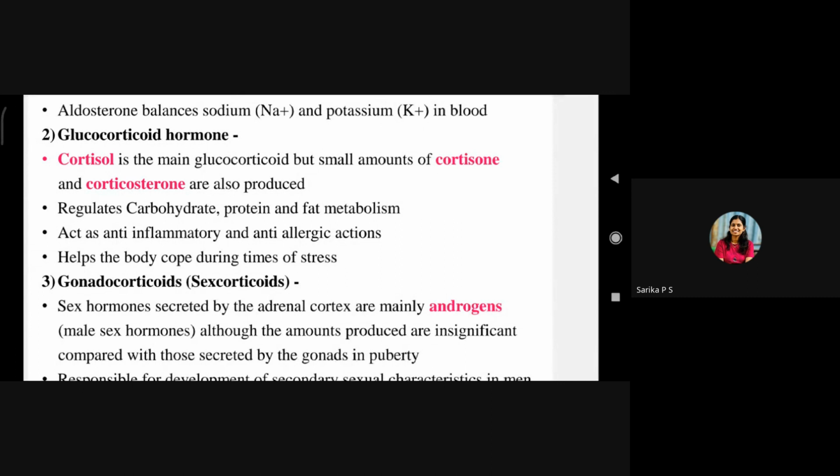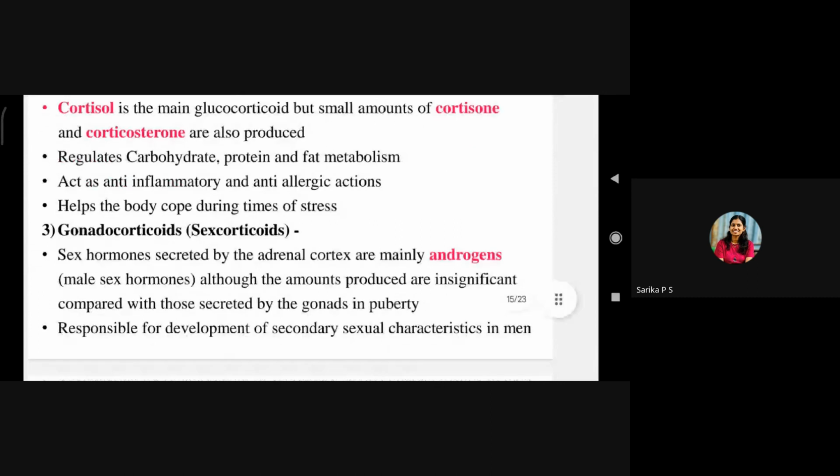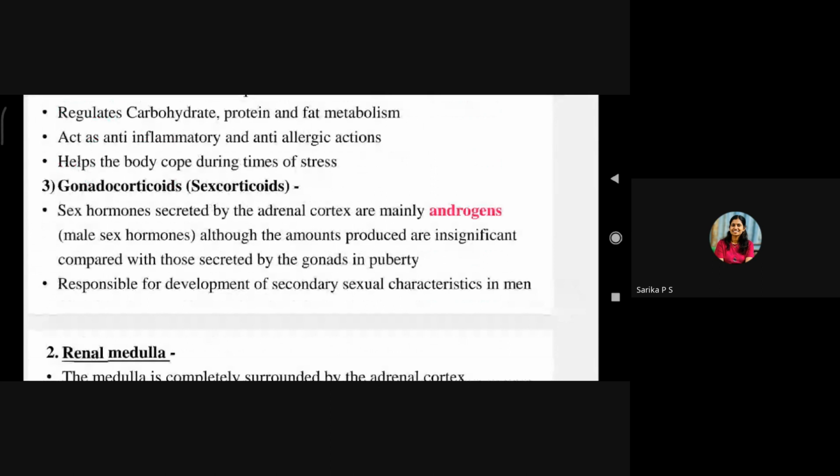And next is gonadocorticoids. From its name, you can understand that when gonad comes, it is related to our reproductive system. So gonadocorticoids are the sex hormones secreted by adrenal cortex, mainly androgens, male sex hormones, although the amount produced is small compared with those secreted by gonads in puberty. Basically, androgen is a male sex hormone and this is the main gonadocorticoid hormone.